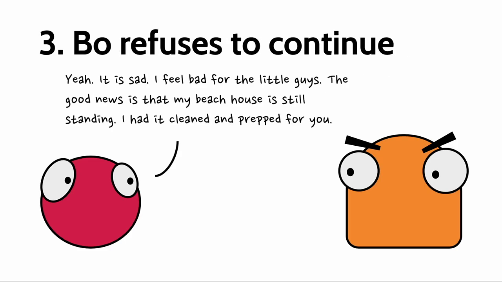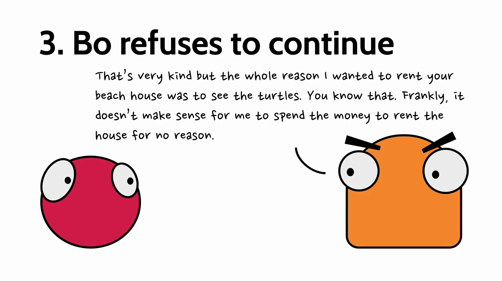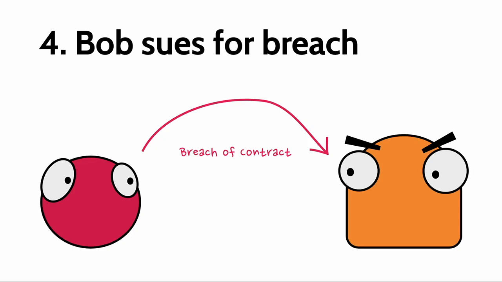"Yeah, it is sad. I feel bad for the little guys. The good news is that my beach house is still standing. I had it cleaned and prepped for you." "It's very kind, but the whole reason I wanted to rent your beach house was to see the turtles. Sea turtles, see the turtles. You knew. That's why I wanted to go. Frankly, it doesn't make sense for me to spend the money to rent the house for no reason." So again, Bob, always insisting people honor their promises, says, "You breached, Bo, you breached."